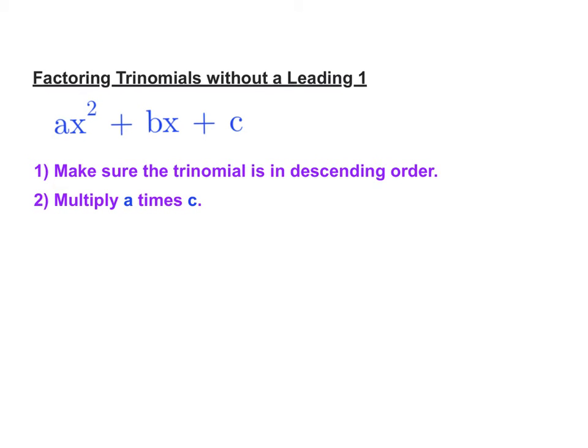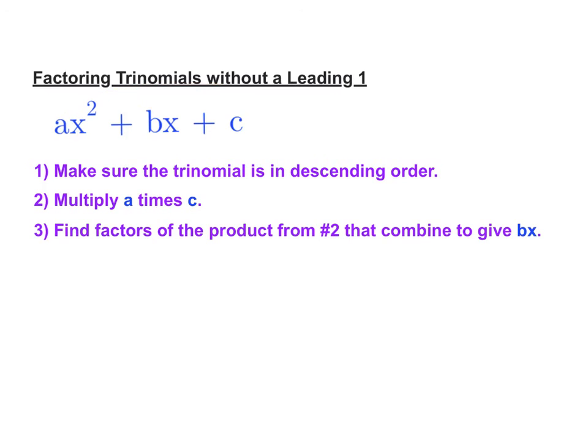And that's where we're going to use that concept of what we did with a leading one: find factors that add up to the middle. Because after you multiply A times C, you're going to get that product, AC, and we're looking for factors of that. So find the factors from the product from number 2, AC, that combine to give us BX.